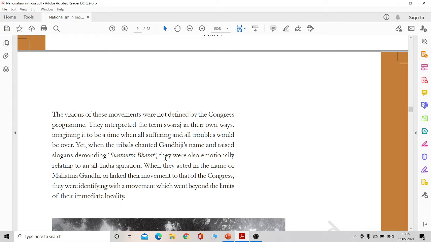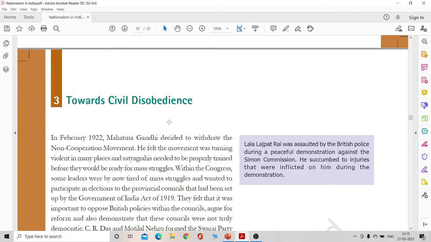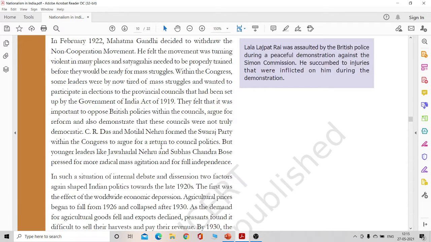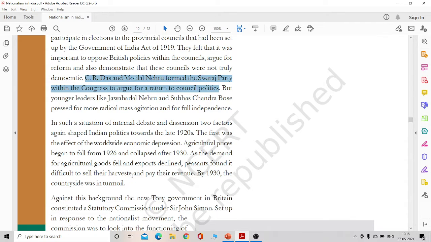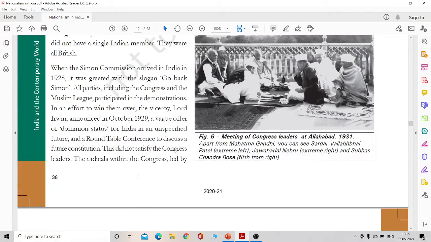So moving on further, we come to the civil disobedience movement. We see here a one-marker question: who formed the Swaraj Party? C.R. Das and Motilal Nehru, right? Moving forward, let's go to main questions. Of course, yes, the Simon Commission, right?